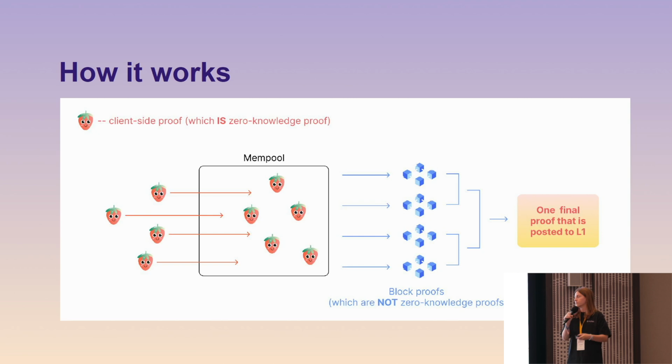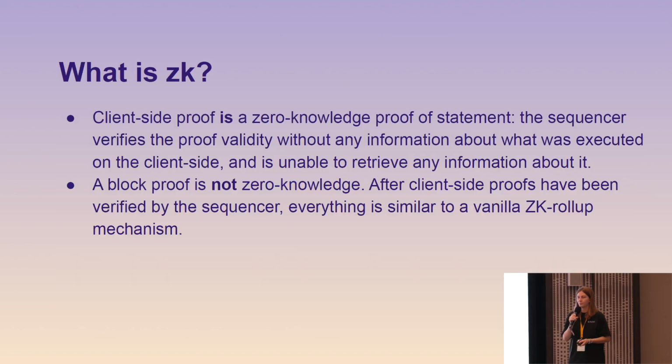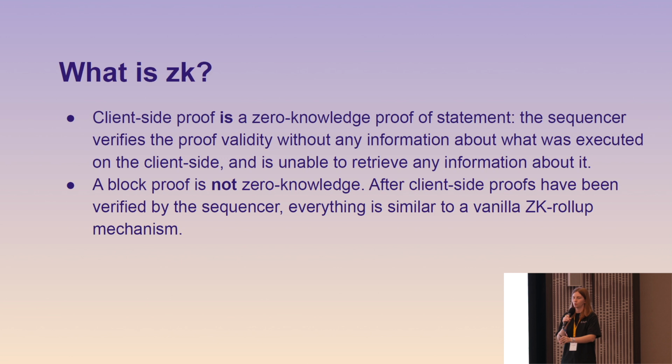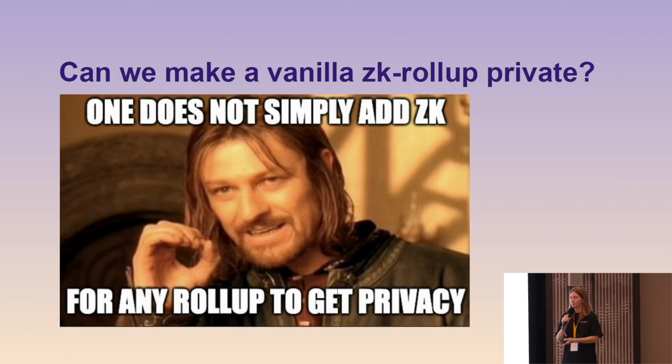So these strawberry guys are client-side proofs. They jump into the mempool. In the mempool, the sequencer verifies the client-side proofs and executes public transactions. And then, as a regular rollup, it builds the blocks. Client-side proof in Aztec is a zero-knowledge proof of statement. But the block proof will be like in a regular rollup. It's a regular proof. It's not zero-knowledge. So client-side proof is zero-knowledge.